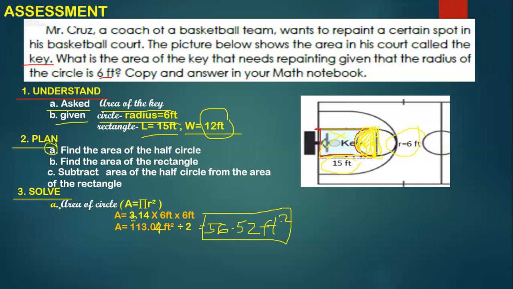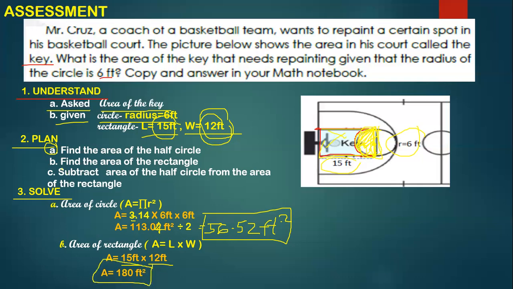Gawin natin yung letter B. Find the area of the rectangle. Okay, area of a rectangle is equals to length times width. Okay, tingnan natin kung kompleto ba ang given. Length, okay. Width, okay. Replace the values lang. Area is equals to 15 feet times 12 feet. Okay, 15 times 12, that is just 180 square feet. Okay, kuha na rin natin ang area ng rectangle.